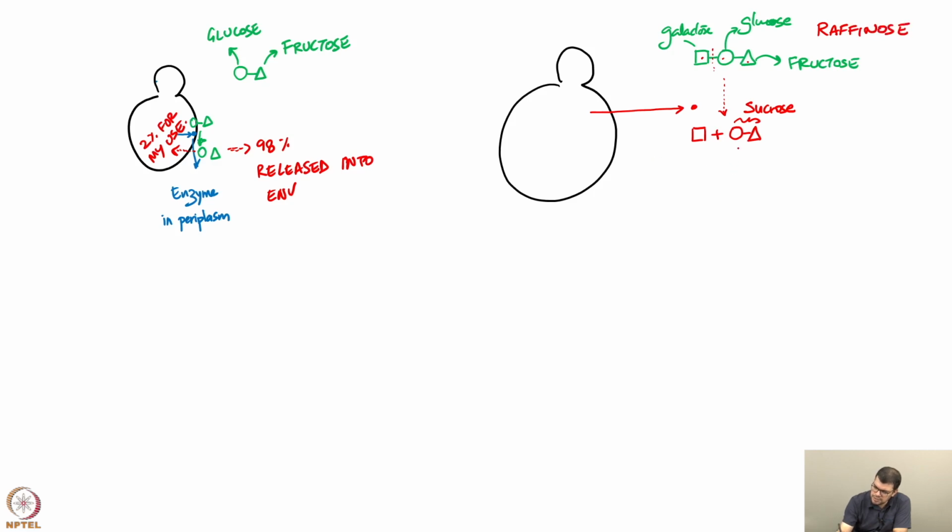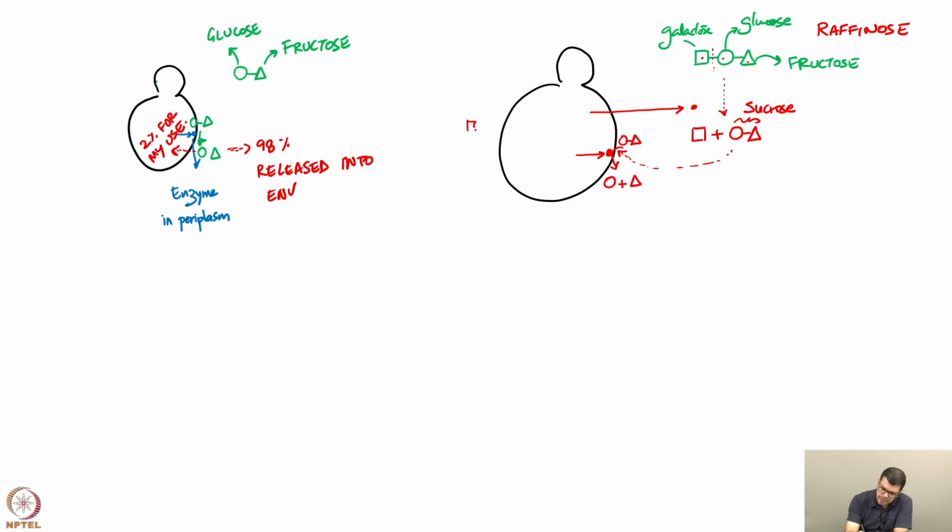Galactose can be used by the cell. The sucrose has to go to the periplasm where this other enzyme is also released, and now the resulting sucrose that we have is going to be hydrolyzed into glucose and fructose. So, that is one way.